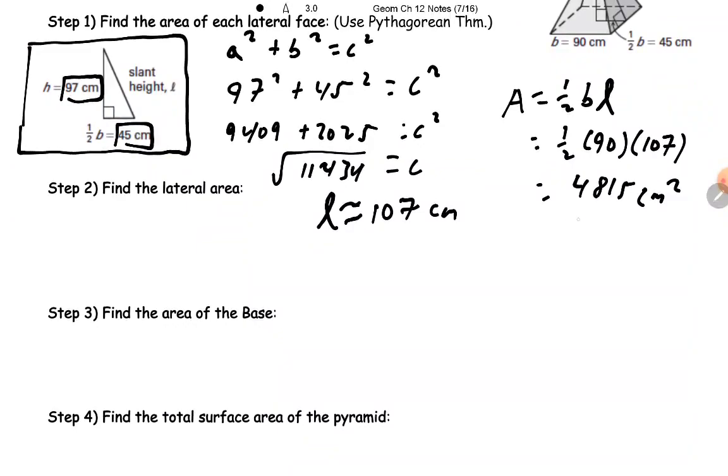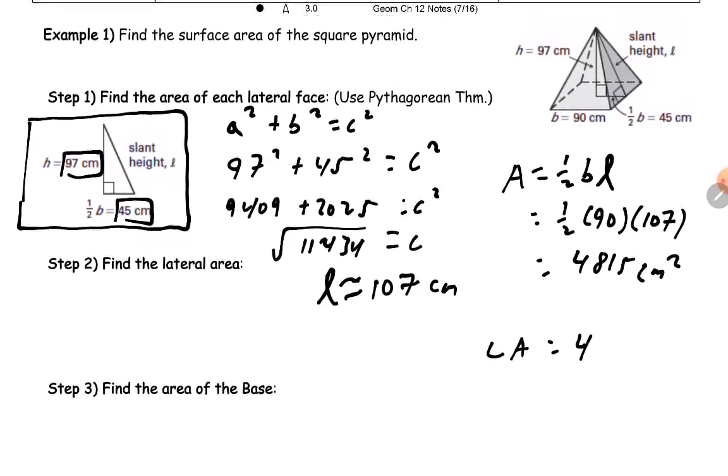So that is our LA. For one, actually that's not our LA. LA is 4 times, because there's 4 triangular faces, front, back, left, right. So 4 times 4,815 is equal to 19,260.